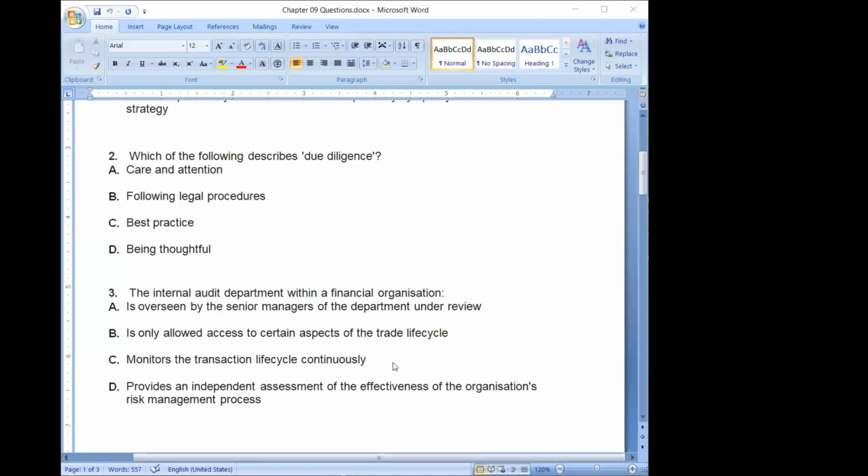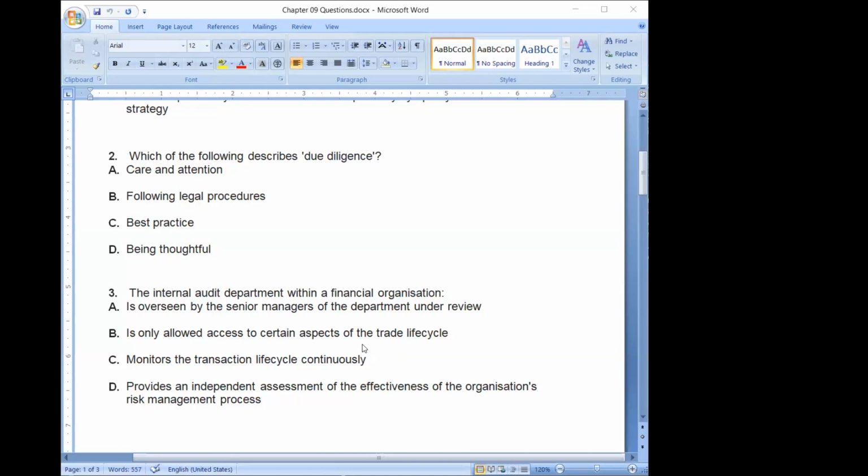Let's see the question. Which of the following describes due diligence? Care and attention, following legal procedures, best practice, being thoughtful.